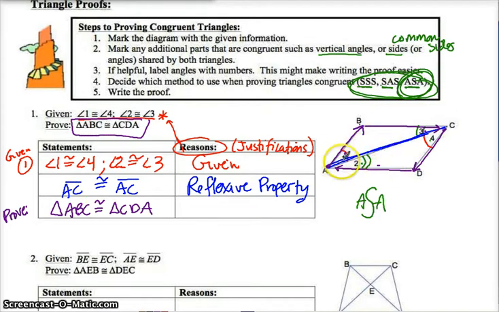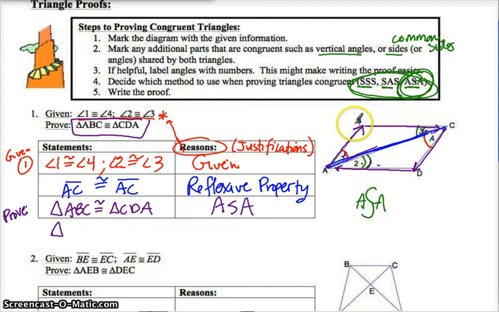Now, why are these two triangles congruent to each other? Because of angle, side, angle. So my justification for those two triangles being congruent is ASA. Now, did we have to write triangle ABC is congruent to triangle CDA? No, it's also true. I was doing before, I might have done 1, 2, 3.